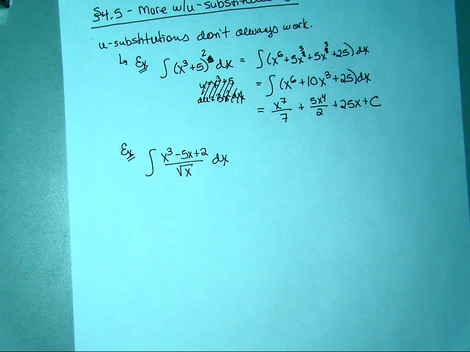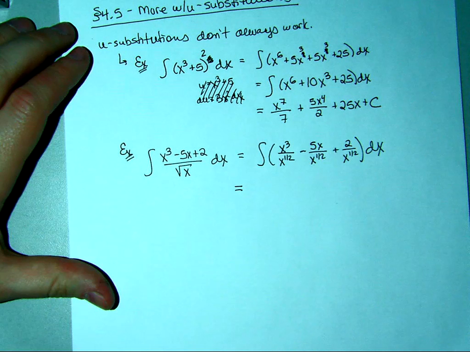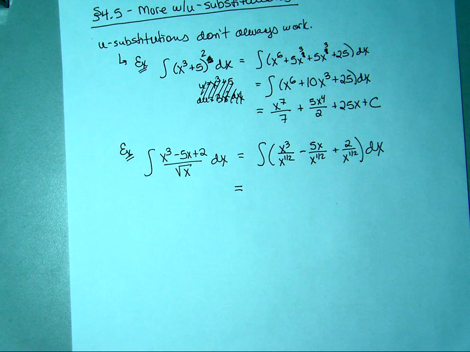Why don't we just separate the fraction, make it x to the 3rd over x to the 1/2, or do what Elizabeth said, just move x to the negative 1/2 up top and distribute that. That would also work. Take a moment, go through the algebra, and then integrate what you got, and then we'll get back to our u-substitution stuff.